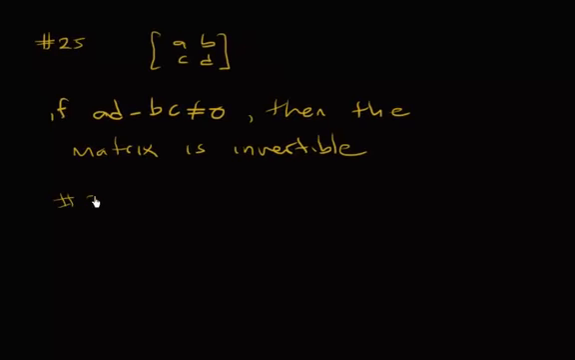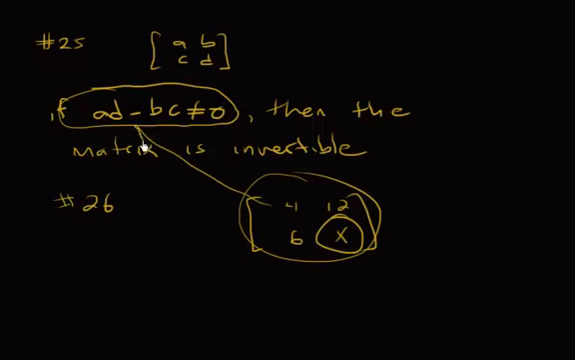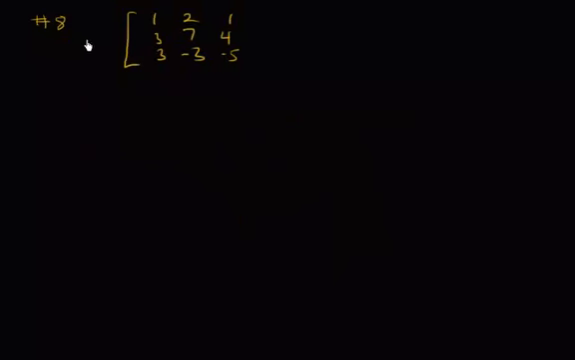Now this is going to help with number 26, because it's a 2 by 2 matrix, and it's going to have to satisfy the same condition. So let me find out what the matrix for 26 is. Okay, so it's 4, 12, 6, and X. Now, the matrix has to satisfy AD minus BC does not equal 0. Anyways, that will help you solve for X. Moving on to the next question.